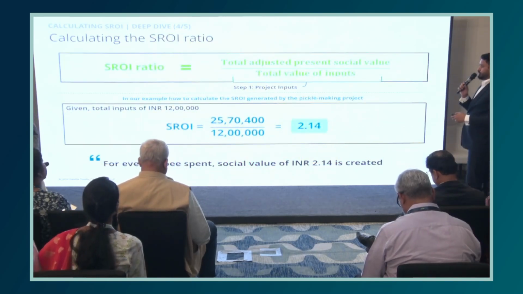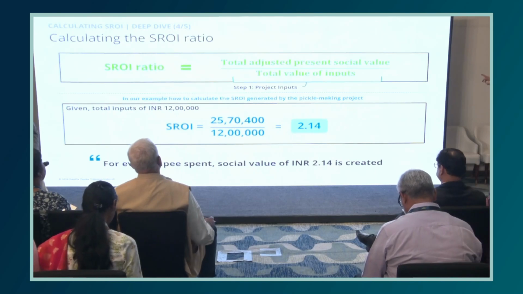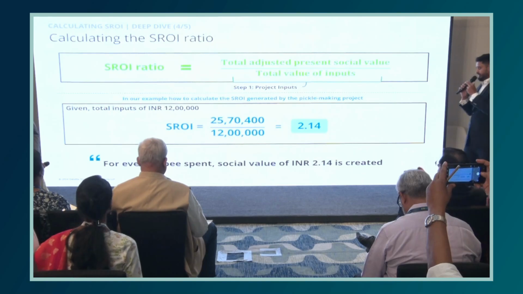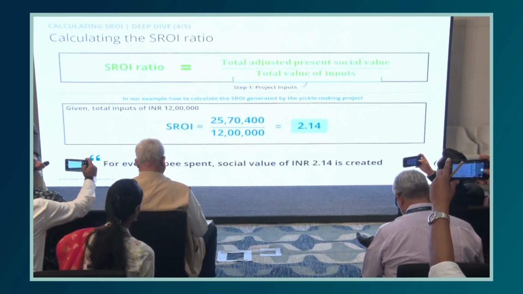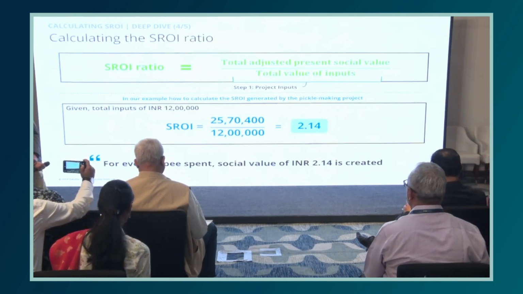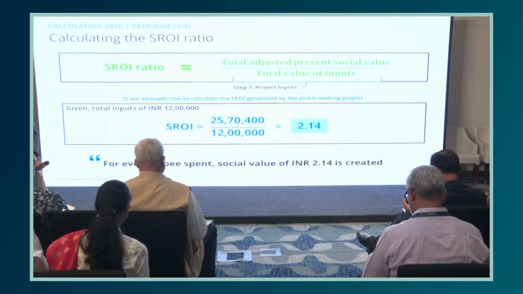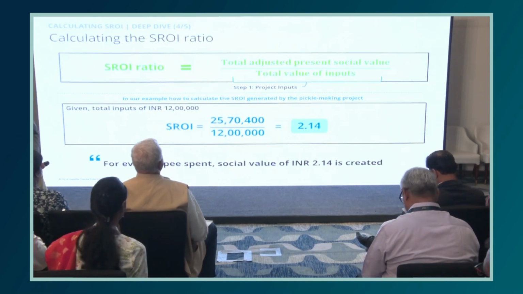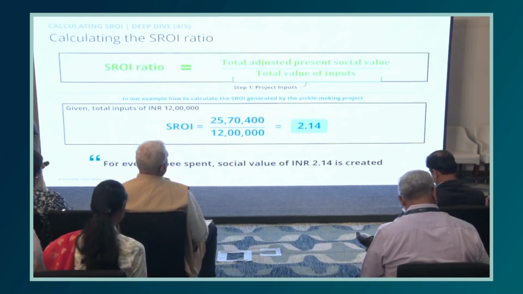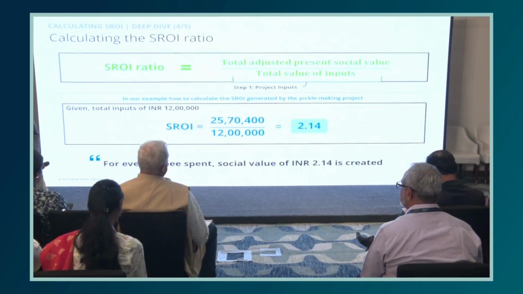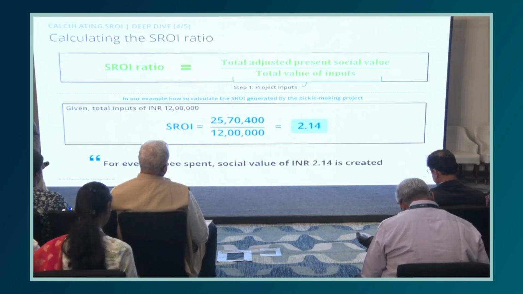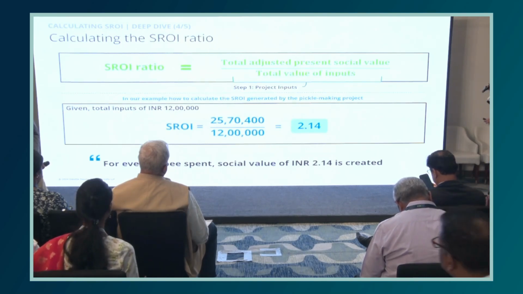And if we had to conclude the larger SROI ratio, the total adjusted present social value by total value of inputs. So 25 lakh 70,400 is what we got after doing the calculation in the last slide. 12 lakh rupees was project input, hence 2.14 as a ratio was generated. Now this is only for one outcome. If you had to look at the whole program, your outcomes keep getting added and the total financial value would increase. So the denominator would be consistent because it was just 12 lakhs. The numerator, of course, can increase or decrease based on what the other indicators have called for.